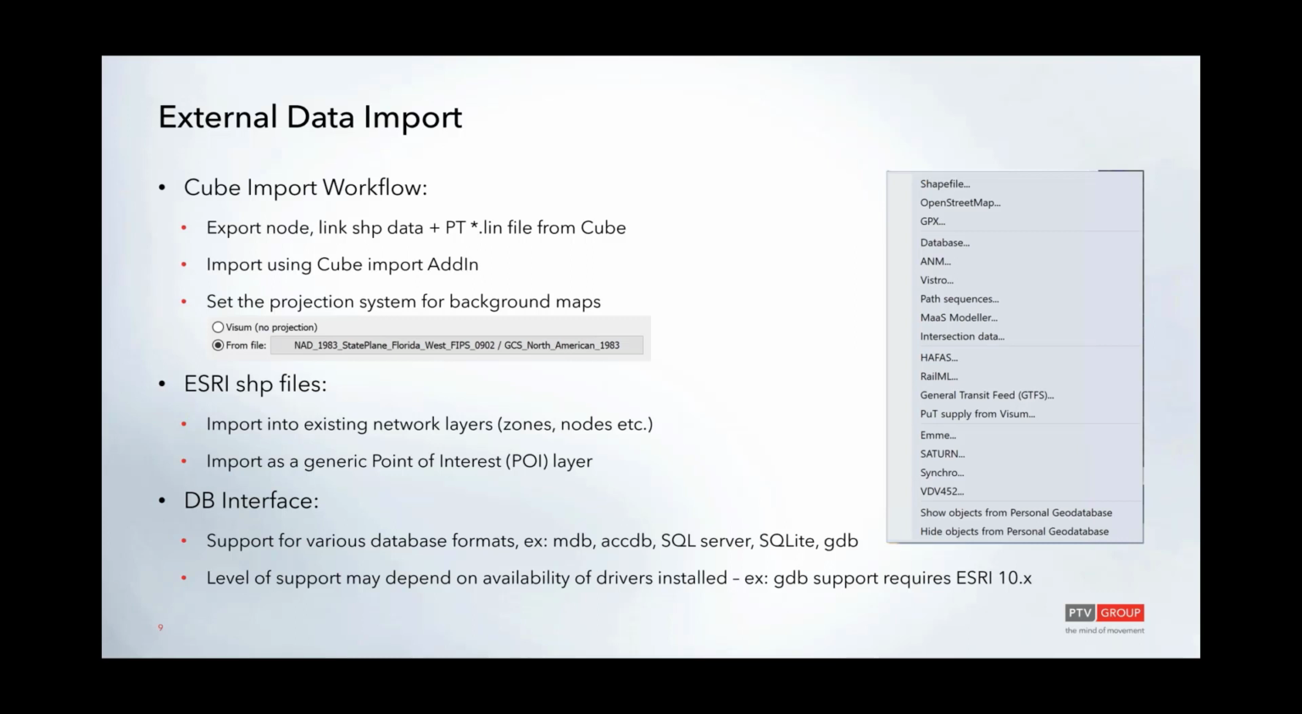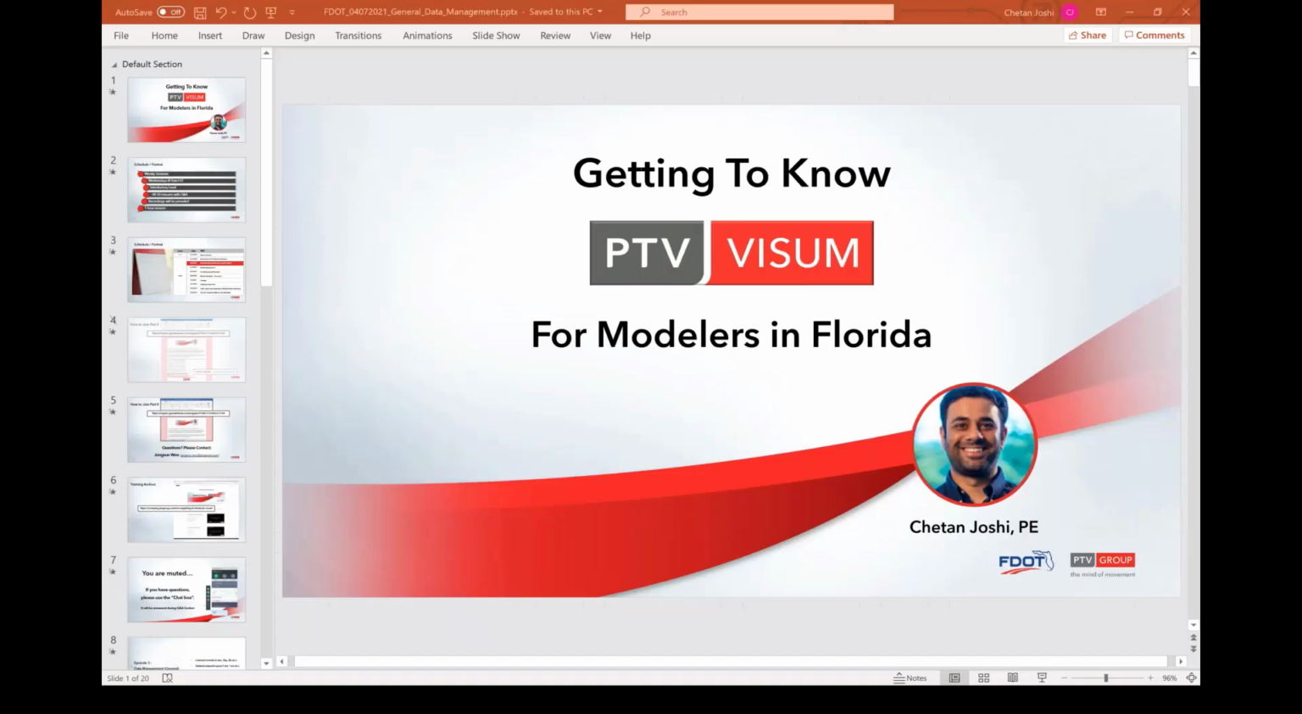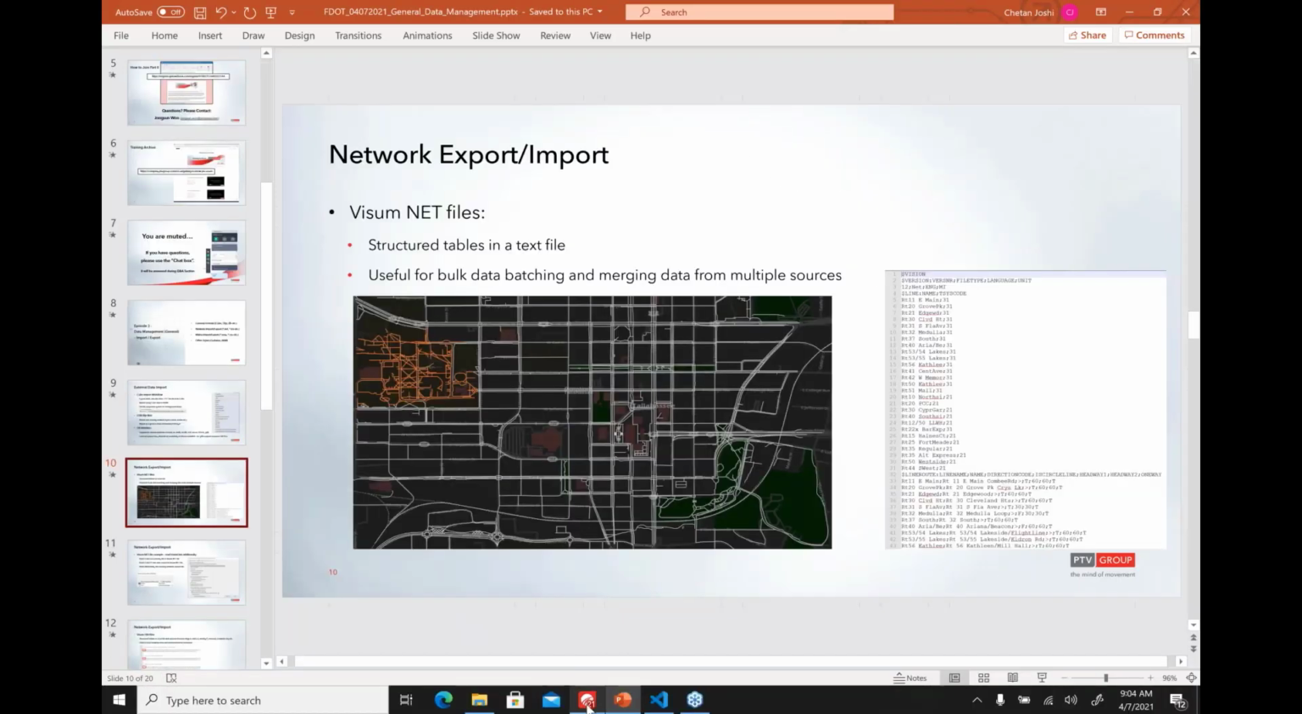We'll go over some Esri shapefile I/O where we import shapefiles for both Visum data in the zone layers as well as some point of interest data, which is how Visum stores generic shape layers. Then we'll also discuss something about the data interface with databases, Access, SQLite, GDB, and so forth. So with that, let's have a look at the Cube interface in Visum.